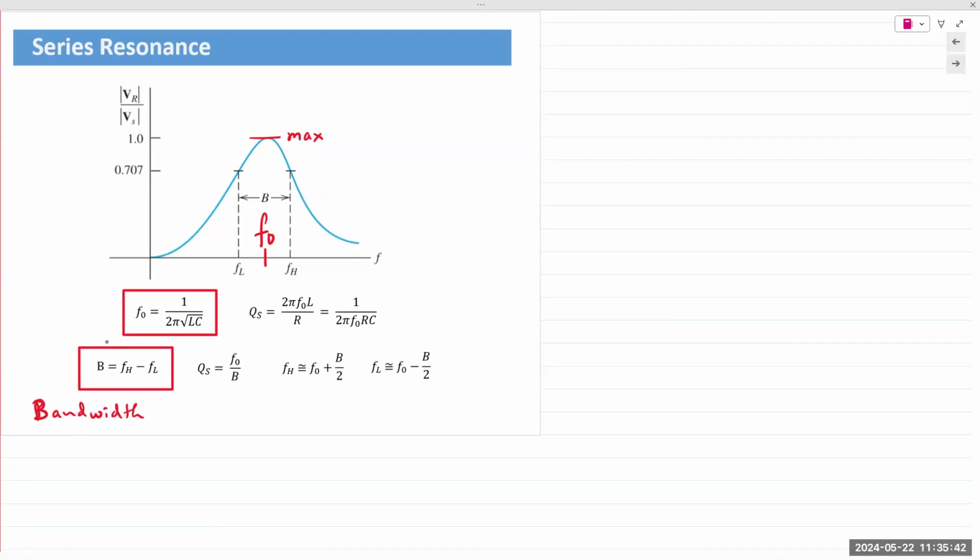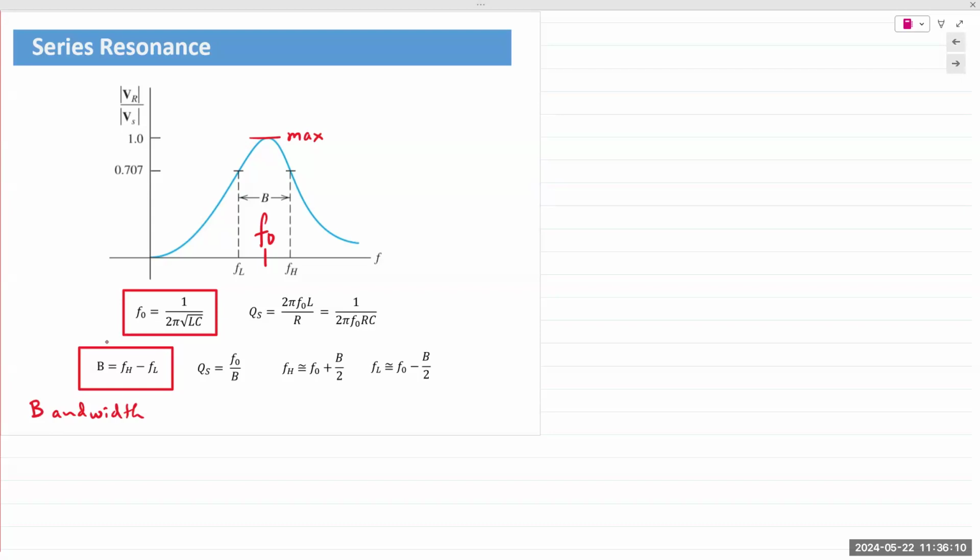Okay. In qualitative terms, if you have a band pass filter, you want the band to be as narrow as possible. So in terms of the resonant frequency, we can say it's the ratio of the resonant frequency to the bandwidth. Okay. The smaller the bandwidth, the higher the quality. And the larger the bandwidth, the lower the quality. But again, it depends on your application.